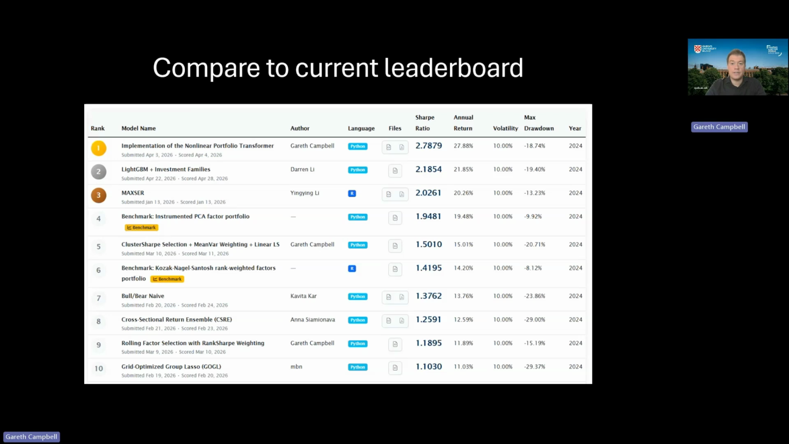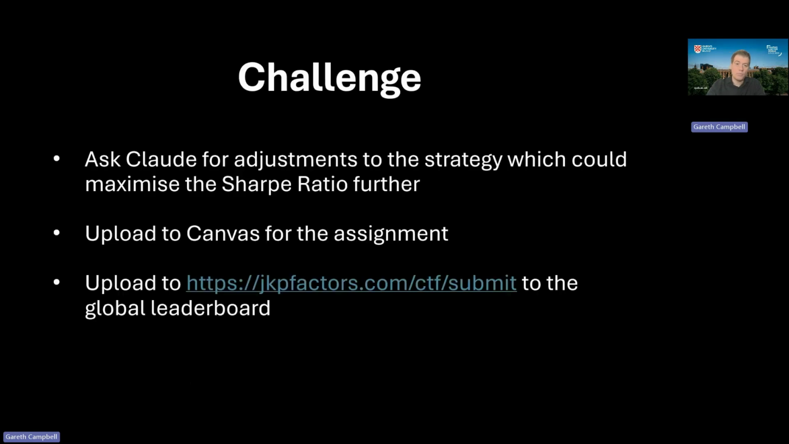If we look at the leaderboard that has been put together globally here, we are finding the Sharpe ratio of about 1.63. That is actually going to put you into 5th place in that leaderboard. So if you go ahead and just use the baseline file, you will already be into the top 5. What I would like you to do is then to go even further. So ask Claude for other adjustments to the strategy, which hopefully is going to maximize the Sharpe ratio further.